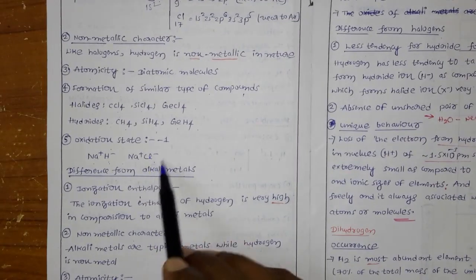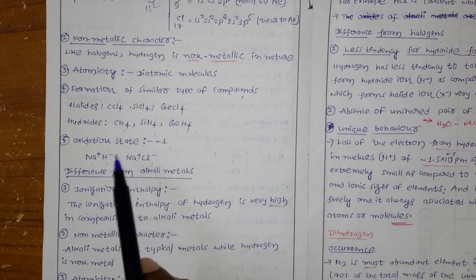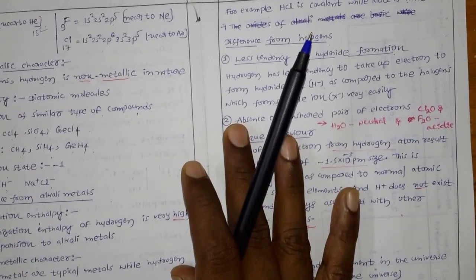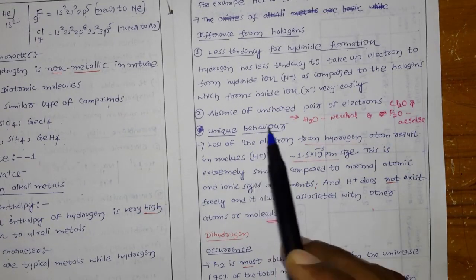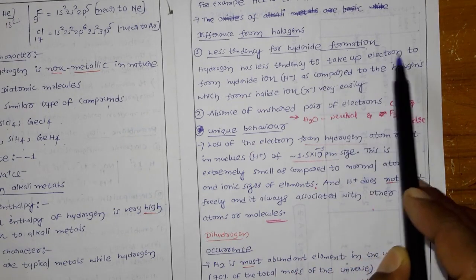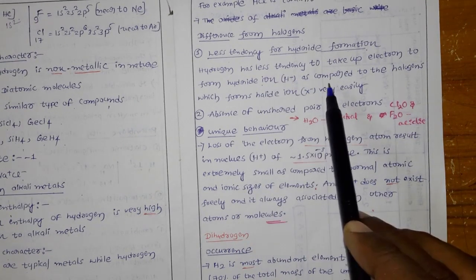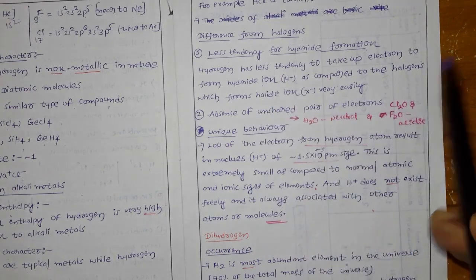Generally, chlorine takes the electron very fast and forms Cl minus very easily, but hydrogen won't be that easy in forming the hydride ion. So hydrogen has less tendency to take up an electron to form the hydride ion as compared to the halogens, which form the halide ion very easily.